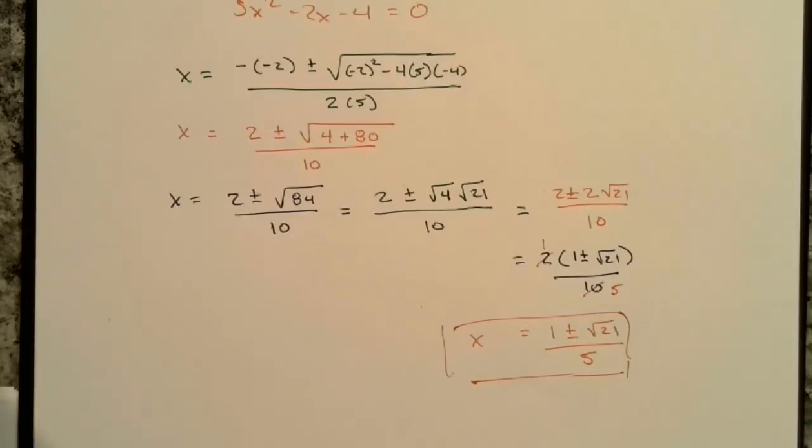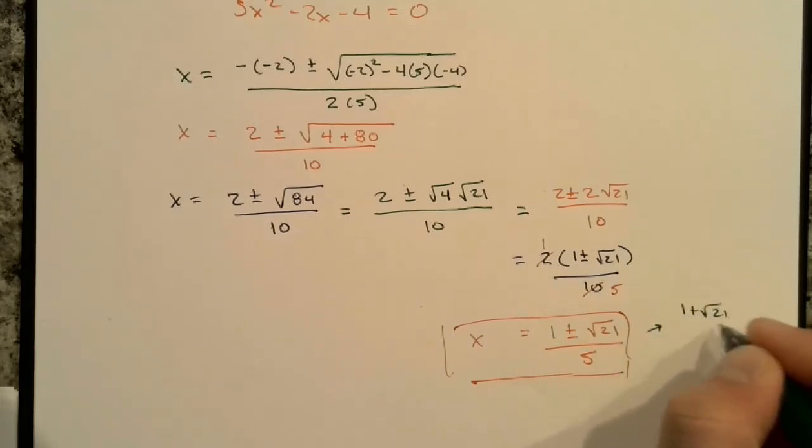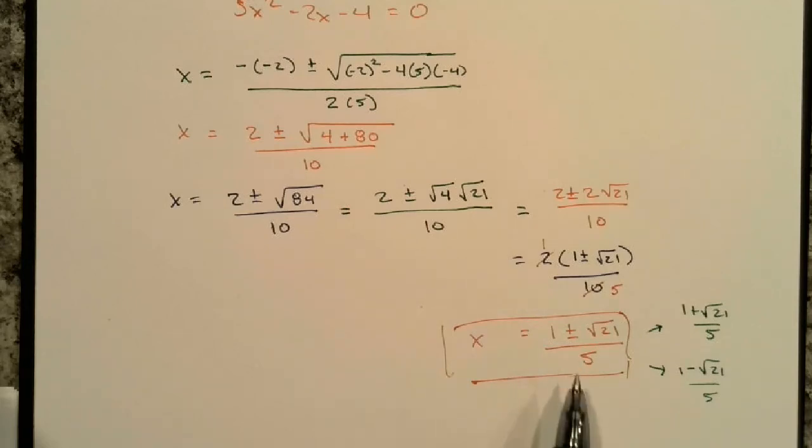The 2 answers, just so you know, are x equals 1 plus the square root of 21 over 5, and x equals 1 minus the square root of 21 over 5. So this plus or minus is really just a shorthand notation way of writing that we have 2 answers, and the only difference is in the first one you're adding in the numerator, the second one you're subtracting in the numerator.